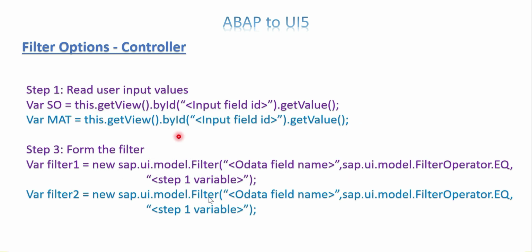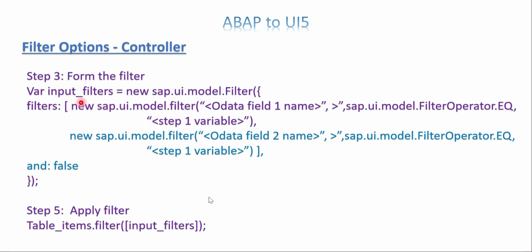And one more thing: if it is more than one, just add one more line with the same structure. Probably this is going to be different, and this is going to be different, the second variable. I'm going to have filter two for the second variable. So the OData name, everything is the same. Probably this is step one variable. Here I'm going to use sales order, here I'm going to use material. So now I have two filters.